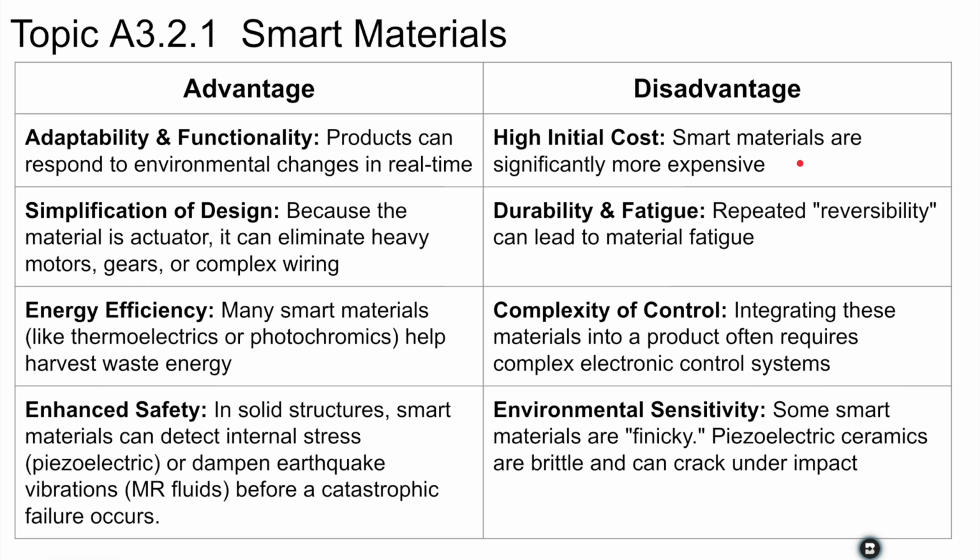The problems with them is that they might have a high initial cost. Smart materials can be significantly more expensive. You might have some problems with durability and fatigue. So repeated reversibility can lead to material fatigue. You might have complexity of control. So integrating these materials into a product often requires complex electronic control systems. And you might have some environmental sensitivity. Some smart materials are very finicky. For instance, piezoelectric ceramics can be brittle and crack under impact.